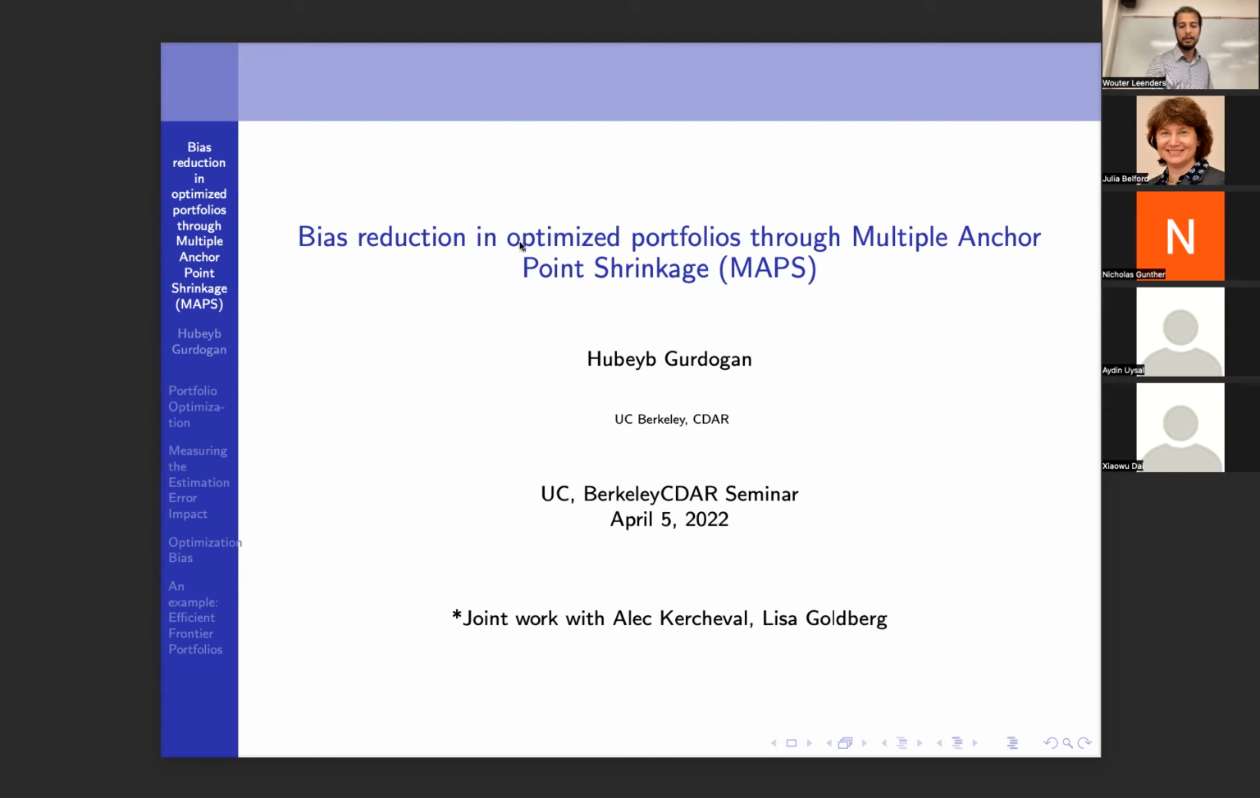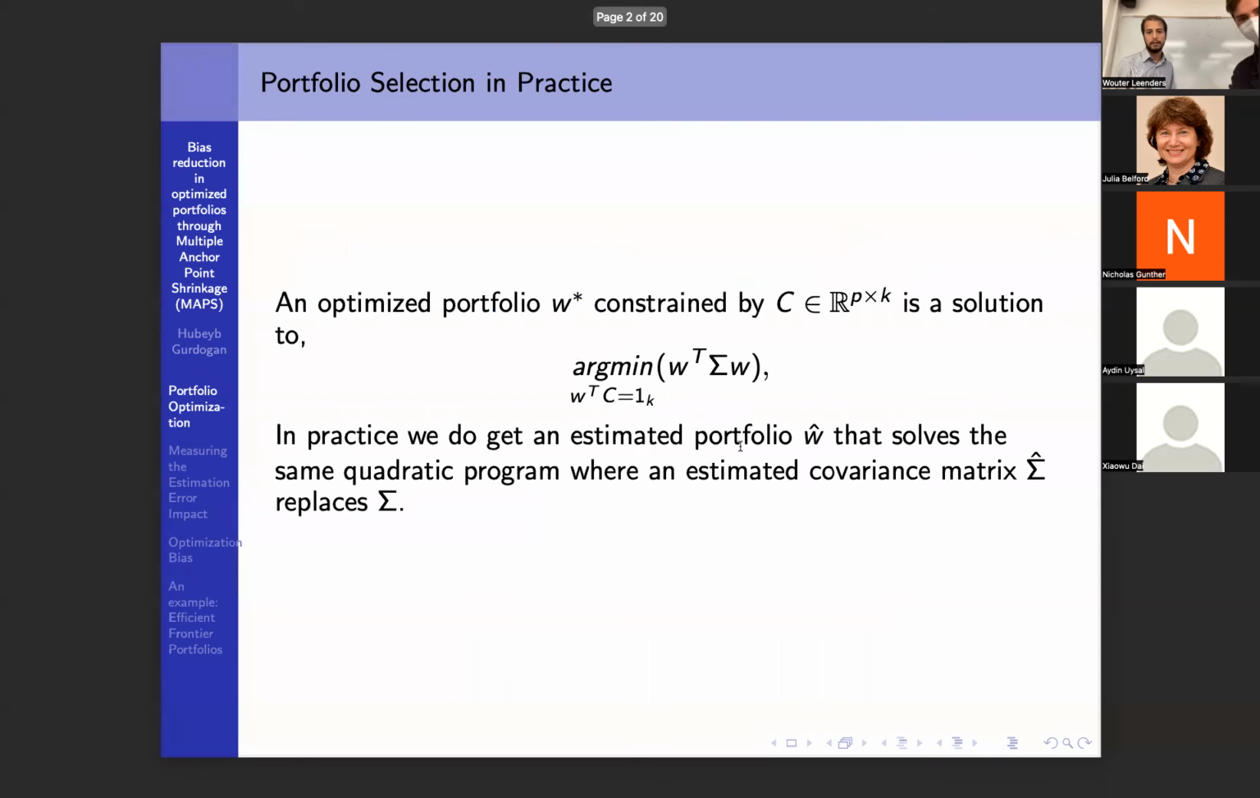Okay, how do I actually go to the next one? It just doesn't react. You're using the cursors. Okay, yeah, great.